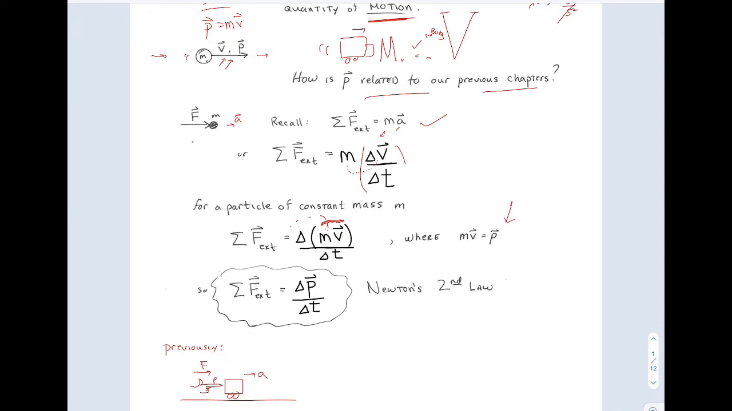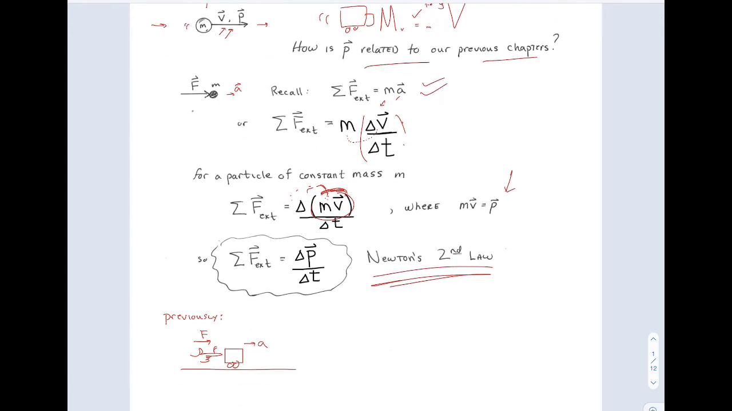So I went from Newton's second law, F equals ma. I wrote acceleration as change in velocity over time. I brought in the m right there, and then this quantity is our new idea of linear momentum. So this is also Newton's second law.